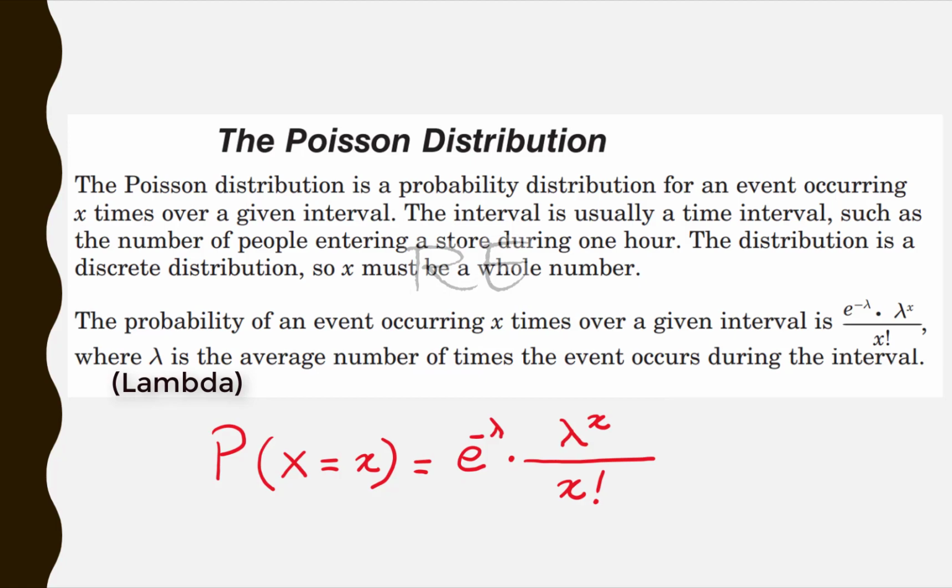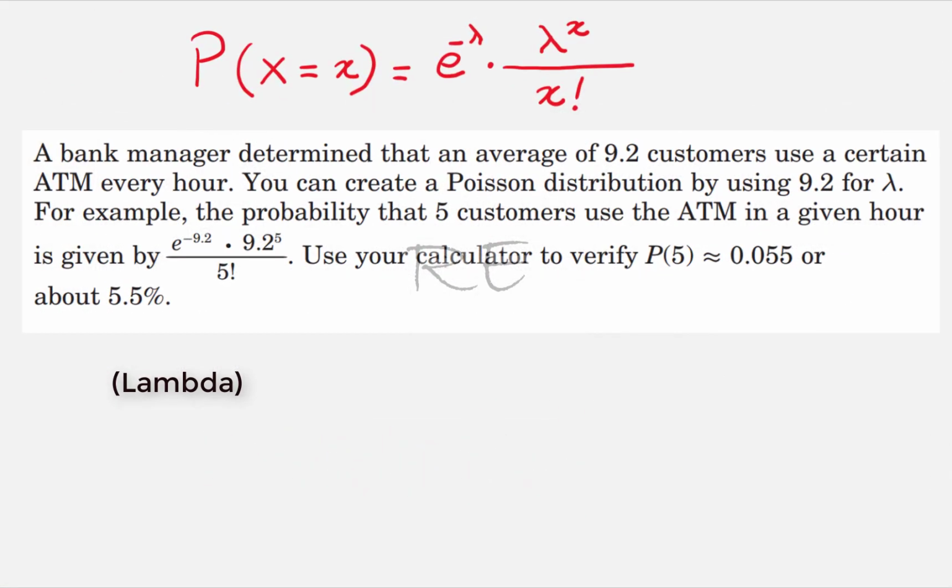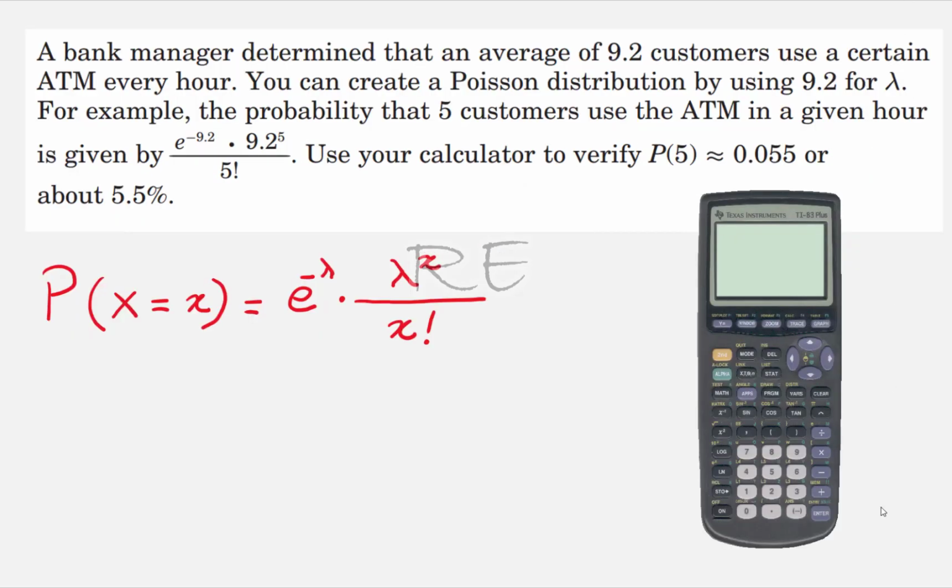An example: the manager of a bank determined that an average of 9.2 customers use a certain ATM machine every hour. 9.2, the average, is lambda, and when we apply the formula, we get P of 5 customers is 5.5%. Let's check the answer with the calculator.